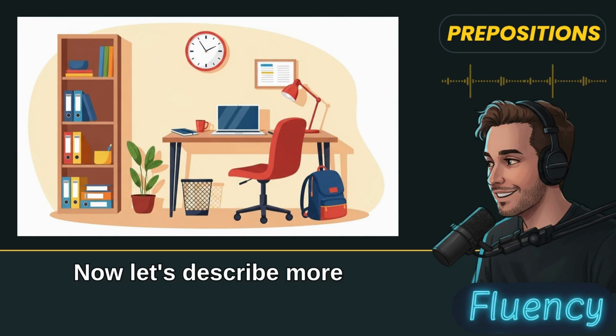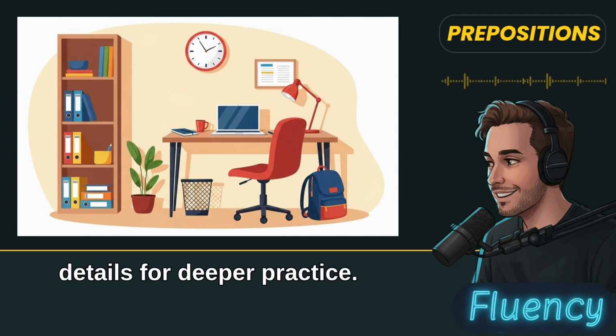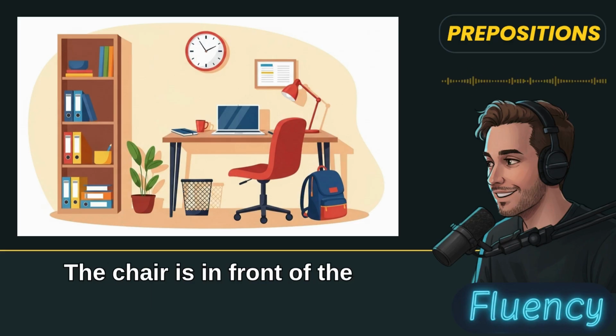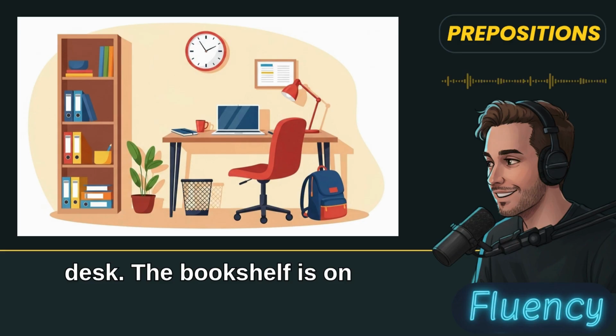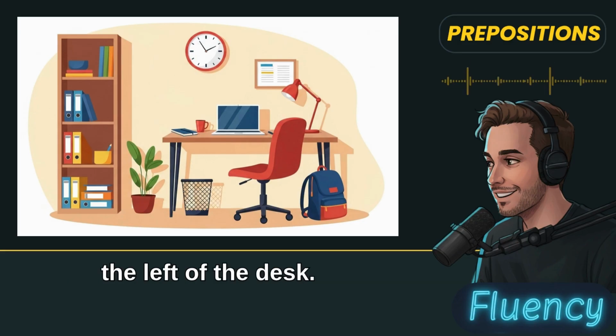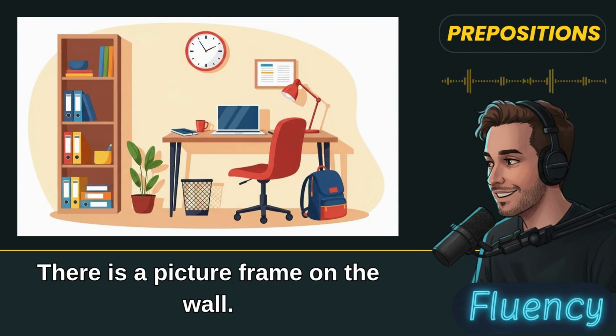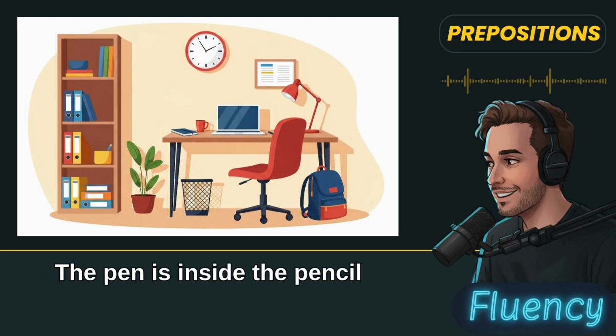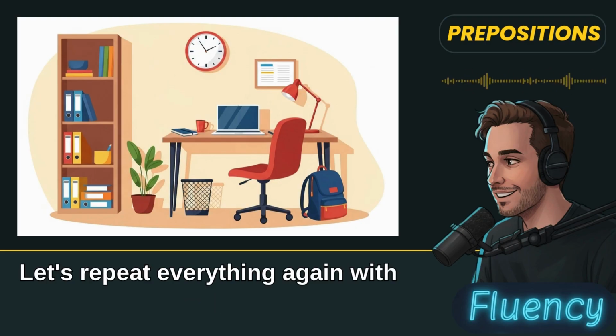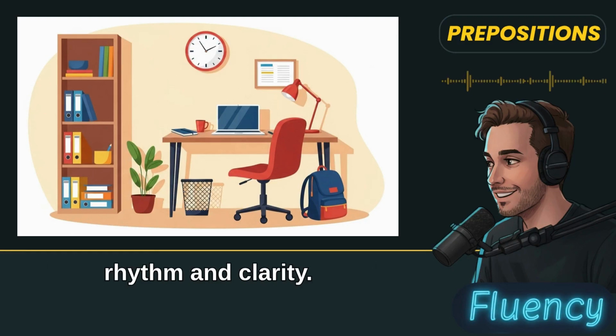Now, let's describe more details for deeper practice. The chair is in front of the desk. The bookshelf is on the left of the desk. The plant is on the floor next to the desk. There is a picture frame on the wall. The pen is inside the pencil holder. Let's repeat everything again with rhythm and clarity.